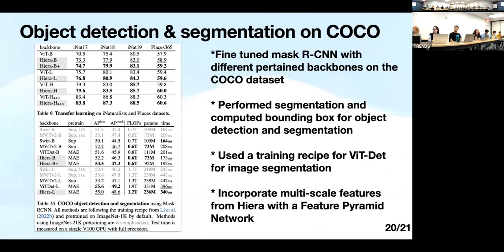And so this is where I think they wanted to compute the bounding box coordinates with this model and perform image segmentation. So they used this R-CNN, they fine-tuned it with different pre-trained backbones on the COCO data set. They performed segmentation and computed a bounding box for object detection. And they used this specific recipe for doing this using vision transformers, which was outlined in another study. And they incorporated the multi-scale features from Hiera with the feature pyramid network.